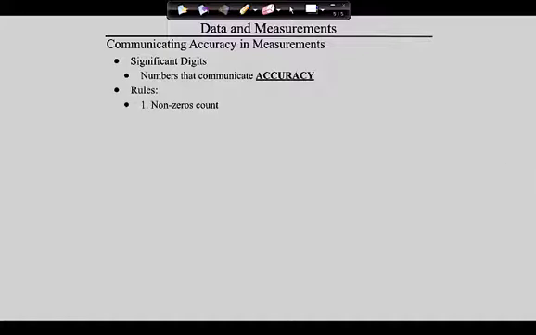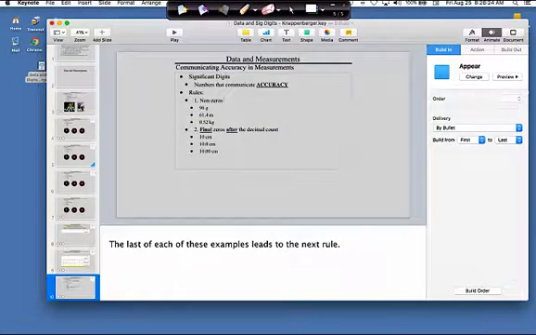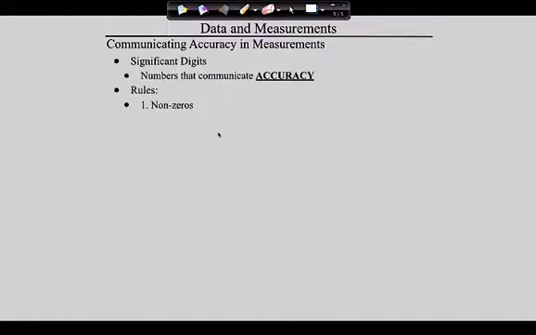Write these down. Number 1 is this. Non-zeros. So guys, what are non-zeros? Not zeros. 1 through 9. If you have a digit that is 1 through 9, it will always be significant. Don't write down the examples, just watch.